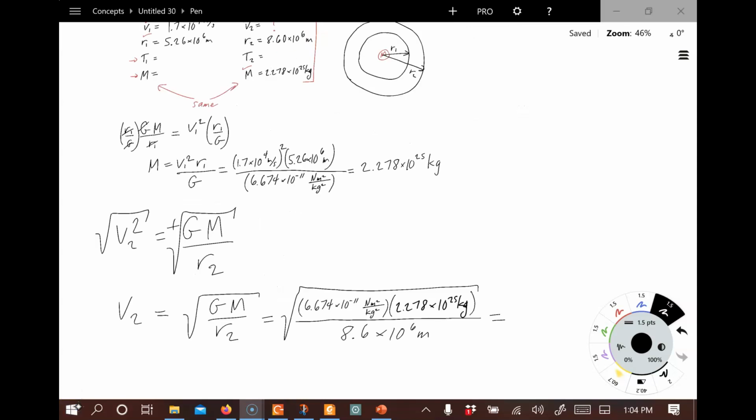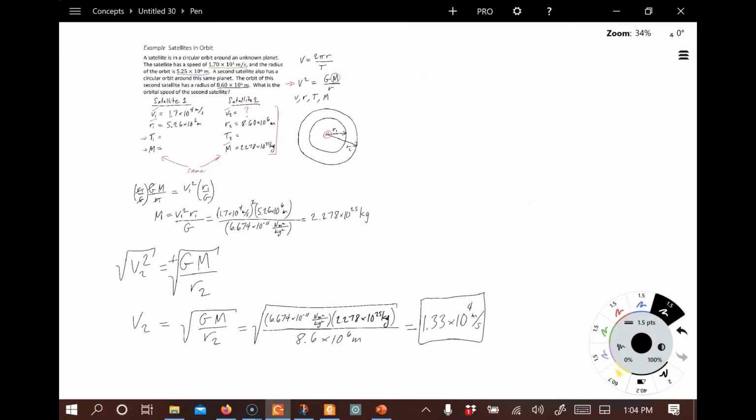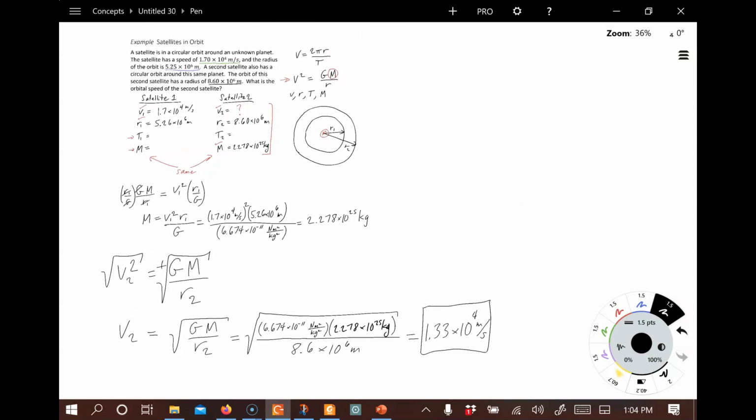So we plugged in the numbers, and this comes out to a value of 1.33 times 10 to the 4th meters per second. And so that is the speed of the second satellite. Notice that the second satellite being further away, less gravitational acceleration, is going to have a lower speed than the closer satellite.